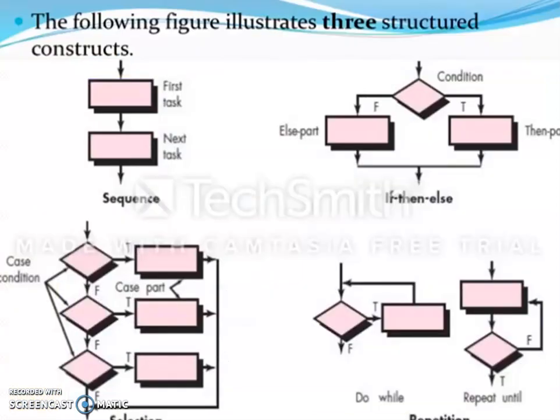Here are the structured constructs. First one is sequential, that is, first task first. After completing the first task, it will go to the second task. And the if-then-else condition: here it will check the condition first. If it is true, then go to this task, then goes here. If the condition is false, it will go to the else part.